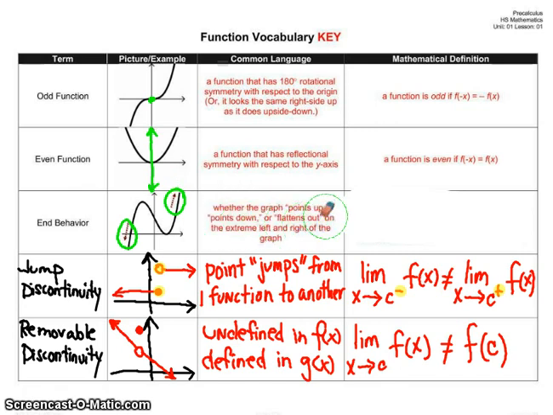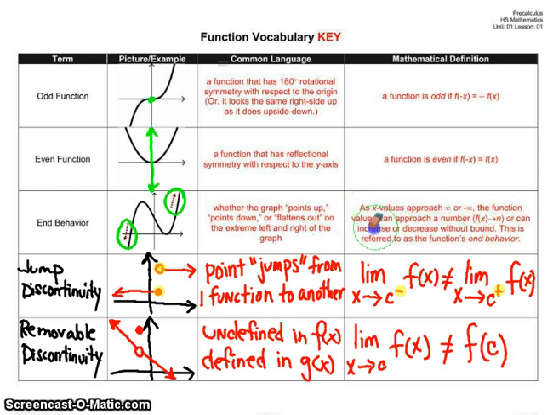The common language is whether the graph points up, points down, or flattens out on the extreme left and right of the graph. The mathematical definition is as x values approach infinity or negative infinity, the function values can approach a number, which is f of x approaches n, or it can increase or decrease without bound. This is referred to as the function's end behavior.